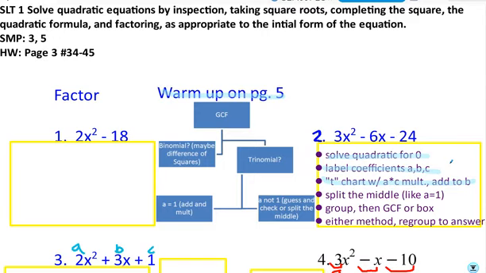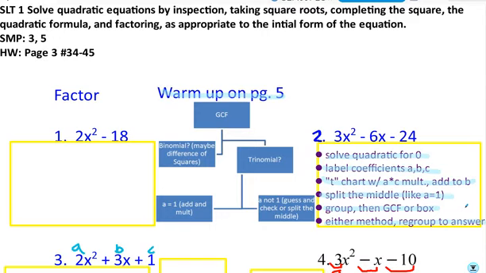And then you're going to either split the middle and group using GCF so that you can get your 2 binomials multiplied, or if you are using the box method, you can also organize your factors that way. Either method, you're going to have to regroup all of the answers to your multiplication and division to get your 2 binomials. Please hit pause here so that you can work on this warm-up.